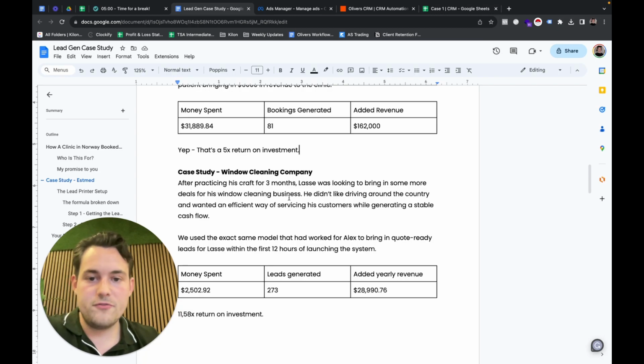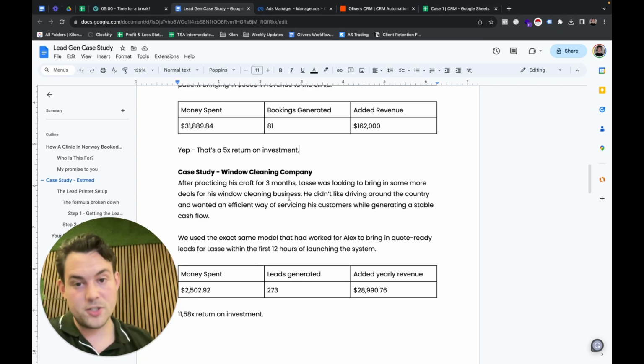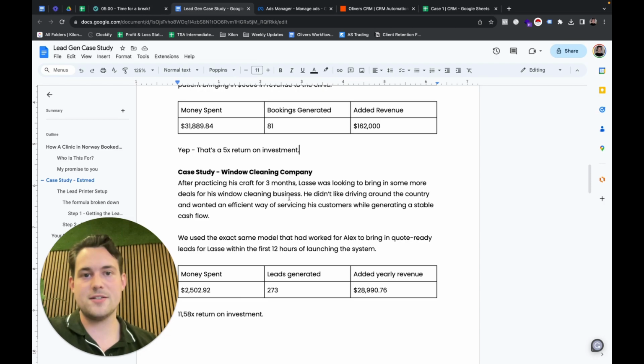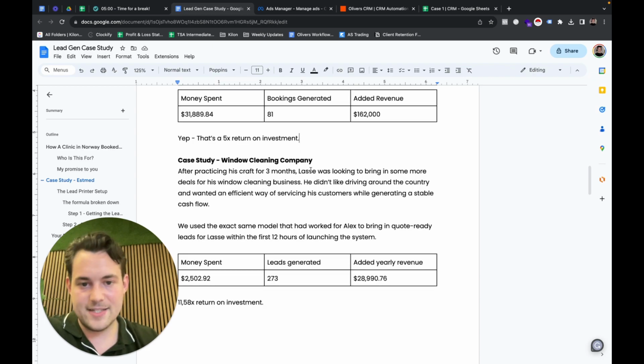Another case study here is for a window cleaning company, which is way, way lower ticket. The service that they're selling is much cheaper, but it's on essentially a subscription basis. Usually these guys will go out and clean your windows once, and then they'll come back some other time. So we make sure that they set up a subscription instead, because then we can forecast some revenue for them. After practicing his craft for 3 months, Lasse, which is the name of the guy here, was looking to bring in some more deals for his window cleaning business.